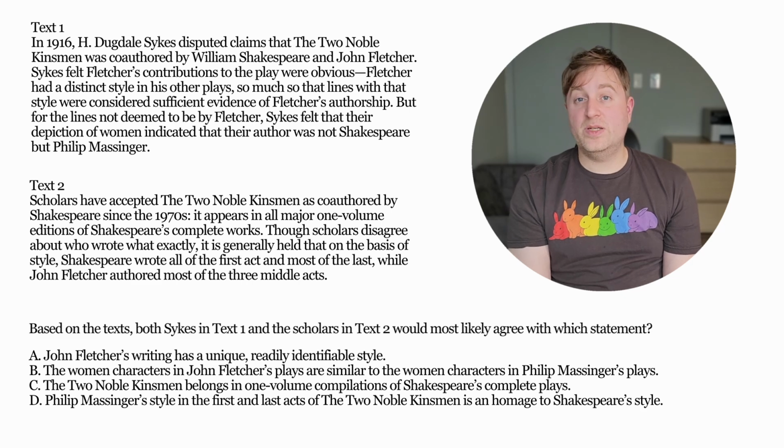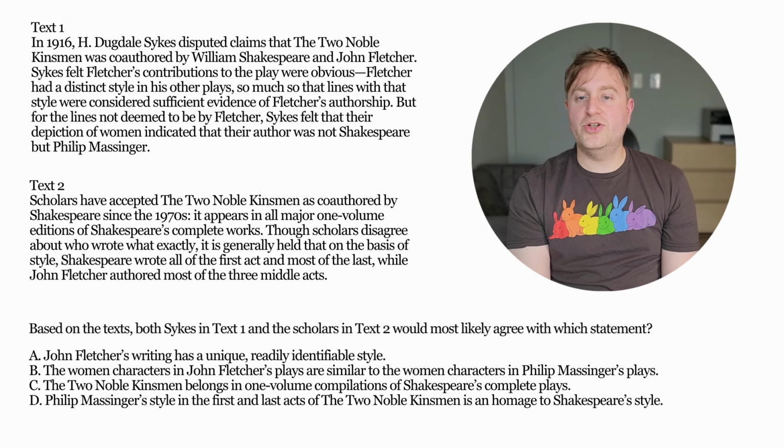So this text seems to be providing an interpretation of the play The Two Noble Kinsmen, and specifically it's covering the views of this guy Sykes, who thinks that the play was co-authored not by Fletcher and Shakespeare, but by Fletcher and Massinger. Let's keep that in mind as we approach the next text.